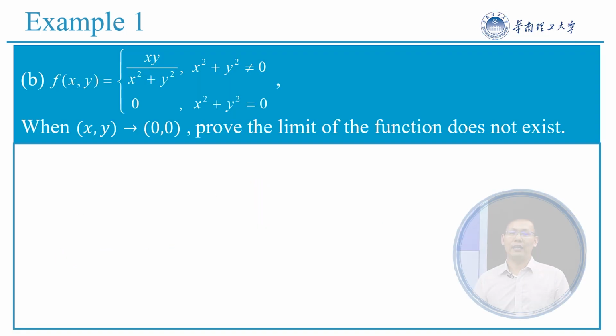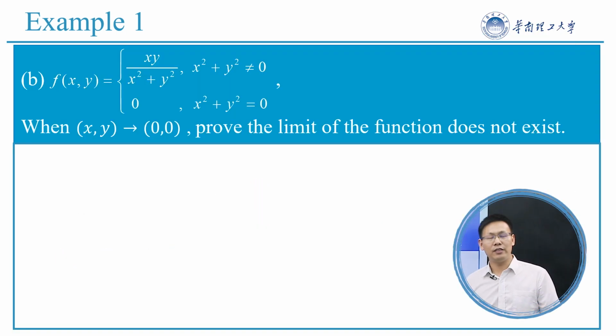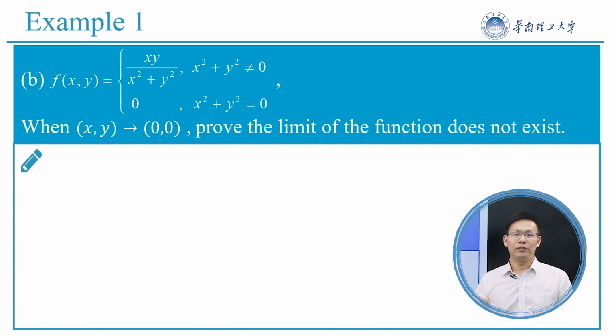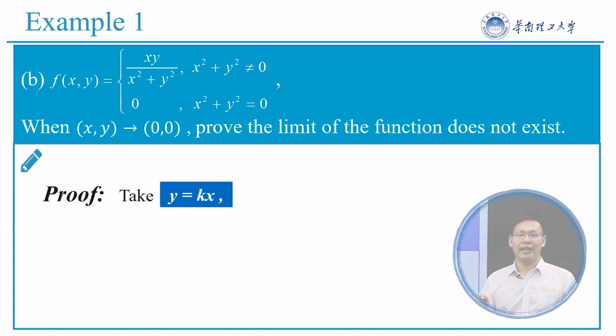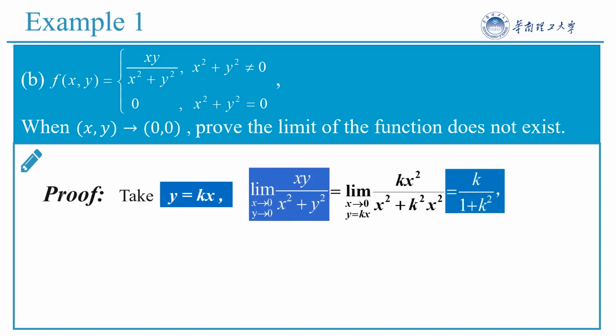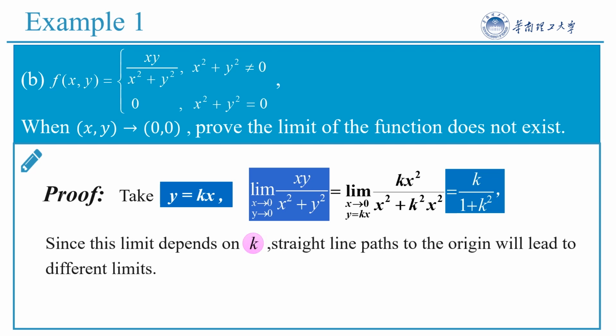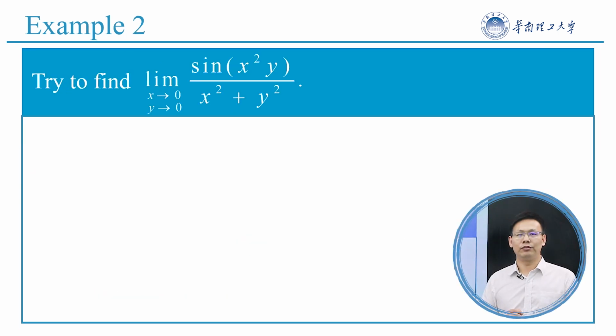Method 2. The idea is if different paths lead to different L values, then the limit does not exist. So let y equal kx, then the value is k/(1 plus k squared). Since this value depends on k, different straight line paths to the origin will lead to different values, so the limit does not exist.